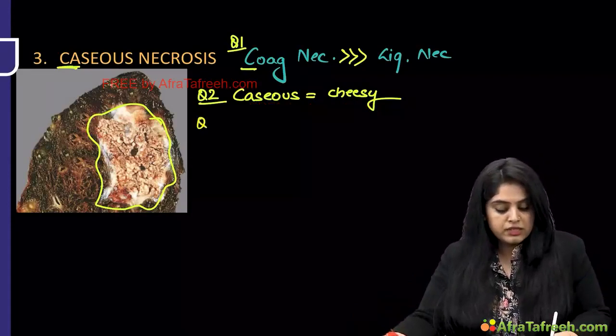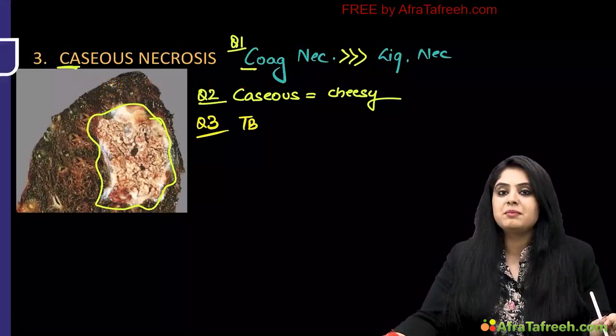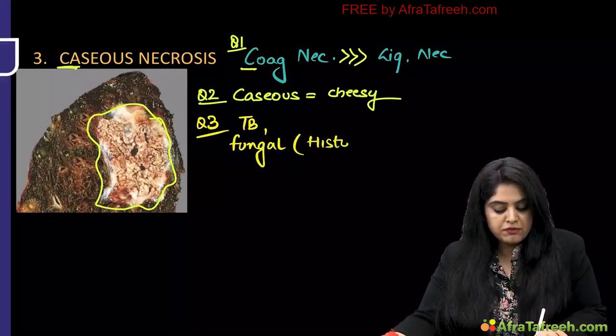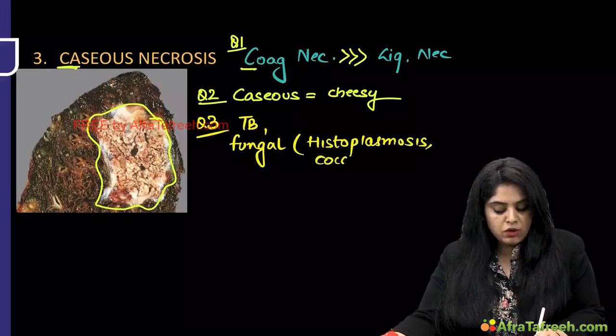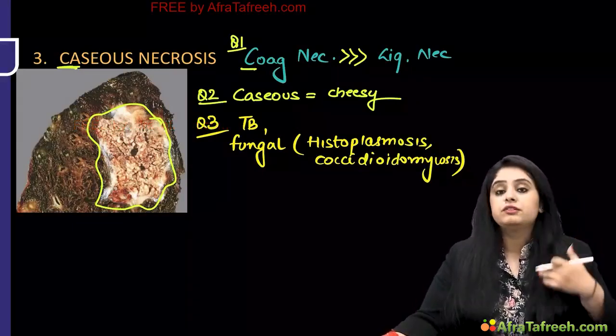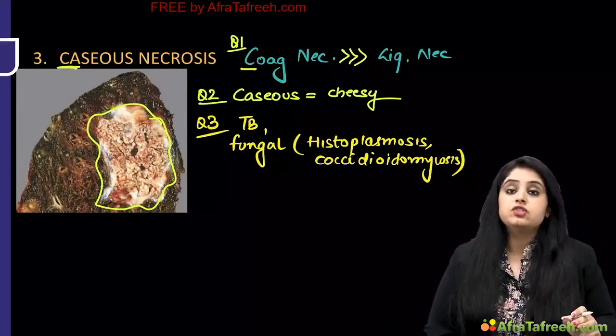Okay, so now what are the conditions in which you're going to see them? Of course, in our country, the first thing coming to my mind is tuberculosis, but this is also seen in fungal infections. Please note, they will give you an example of a fungal infection, for example, histoplasmosis. They could also give you coccidioidomycosis. So all of these fungal infections is what they are going to mention. They all show you the presence of caseous necrosis, the cheesy appearance.